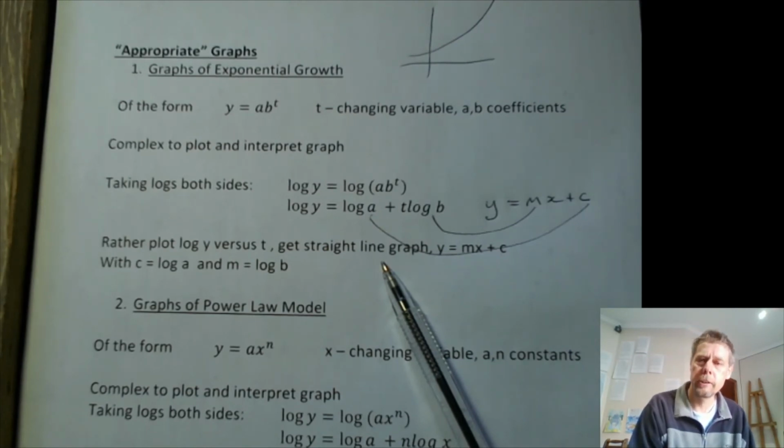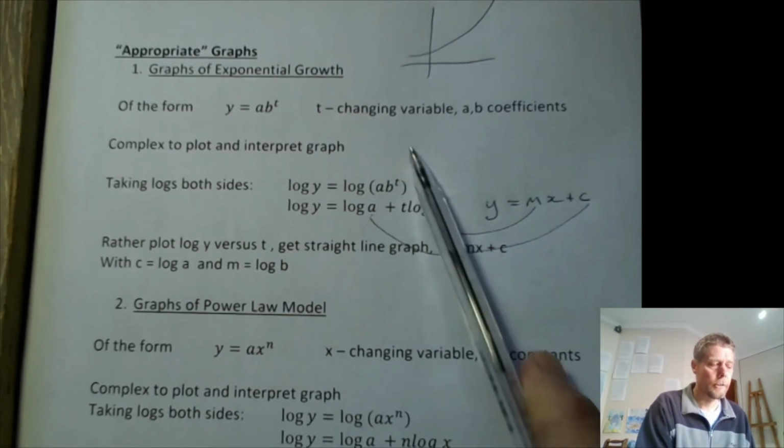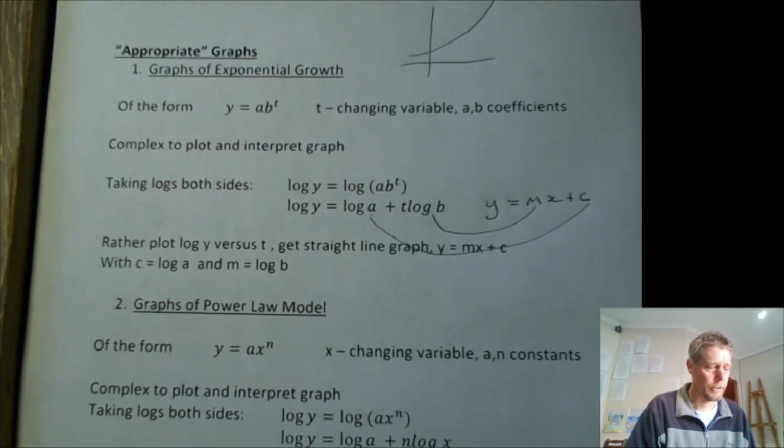And if it is a straight line, you can easily find m from the graph, and c, where it cuts the log y axis. So these things are quite simple. One needs to understand where they're going though. Okay, so that's the first case of plotting exponential graphs.